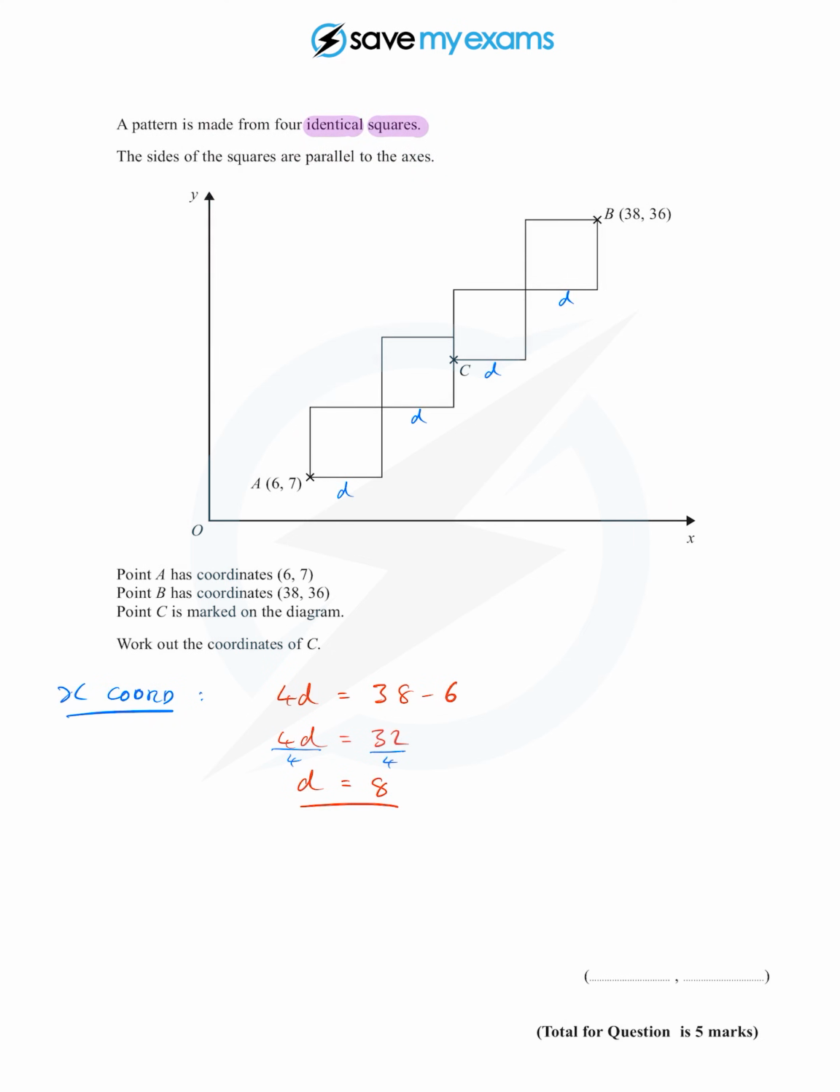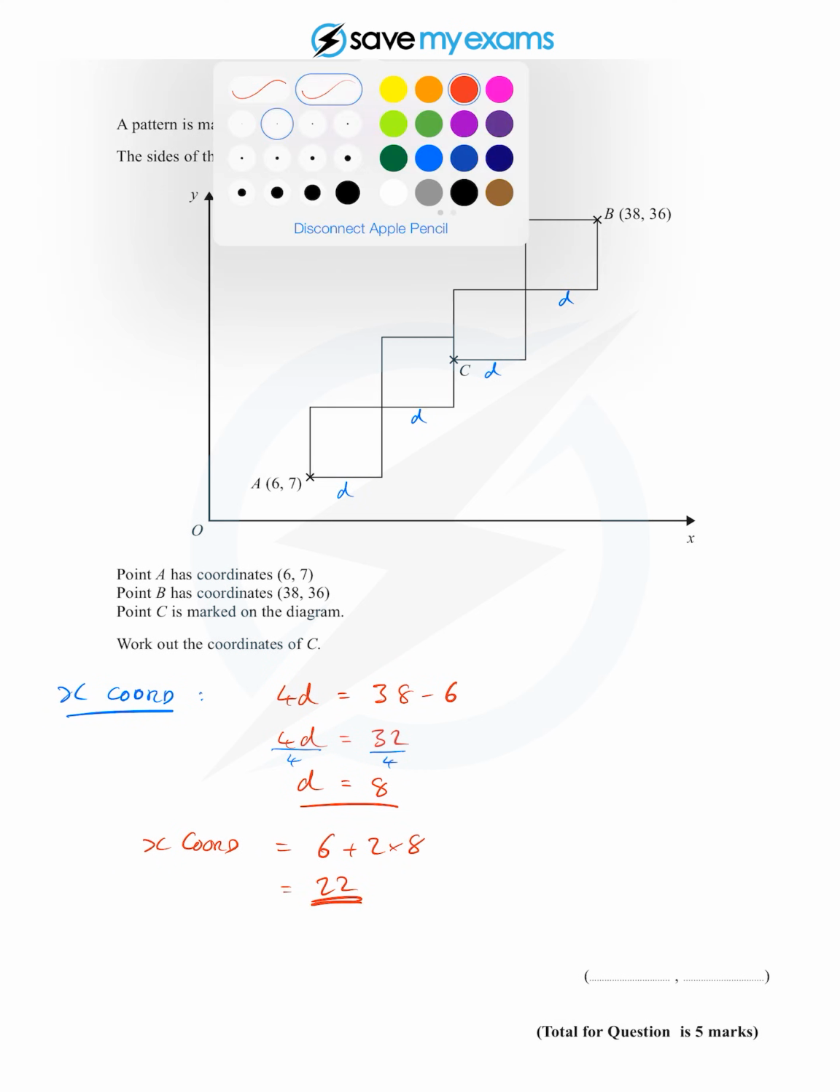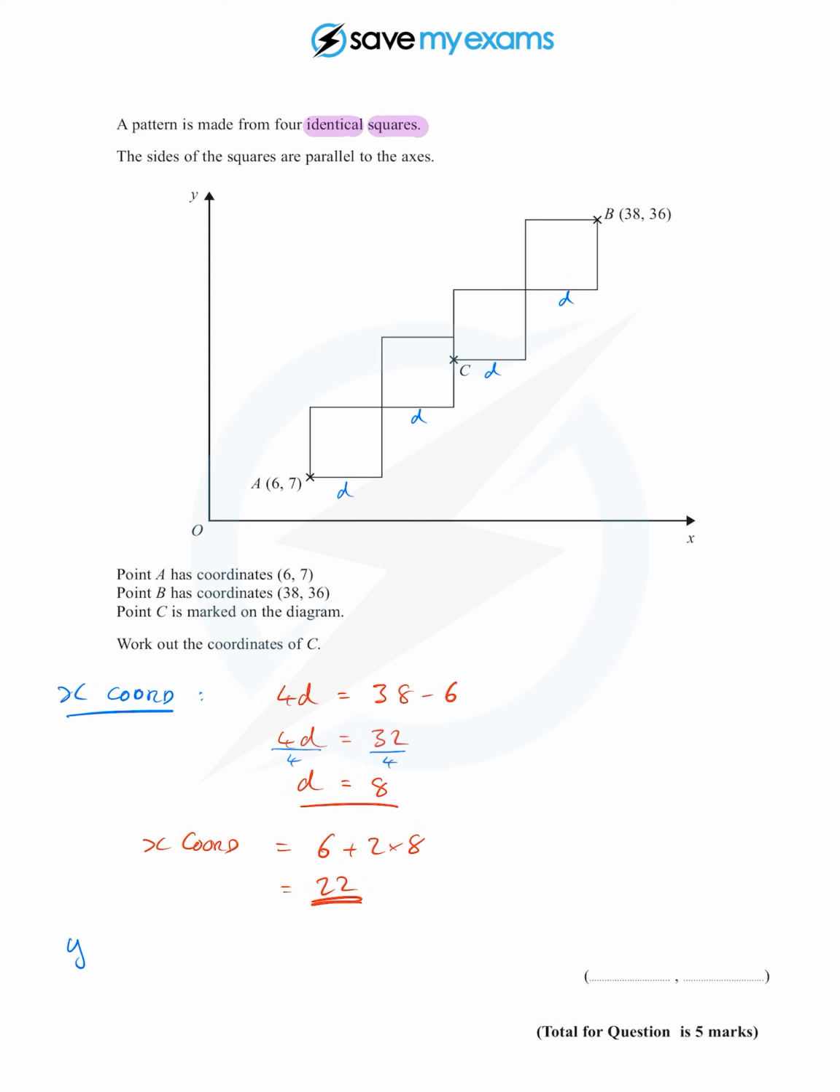So I now know the width of the square, and the x-coordinate of C is clearly going to be 8 more than the x-coordinate of A, is it not? So that's 6 plus 2 times 8, 2 8s are 16, and so that is 22. Now what about the y-coordinate?